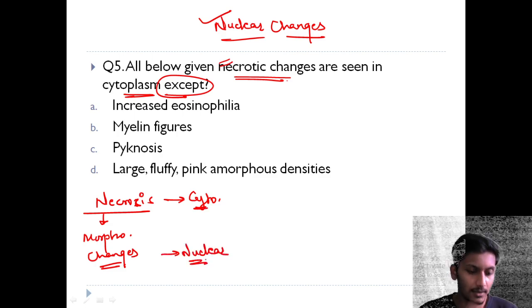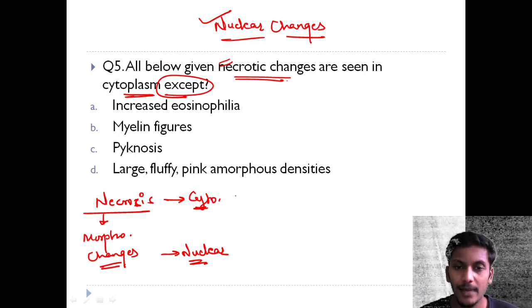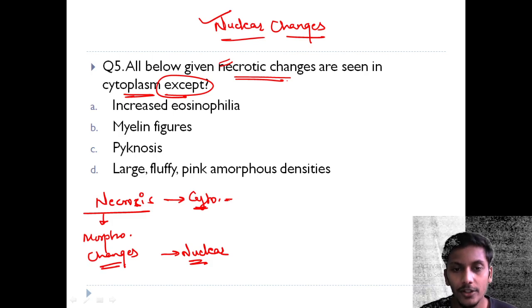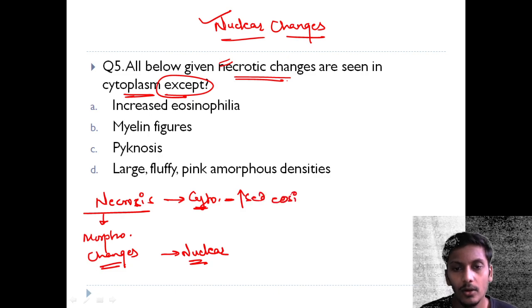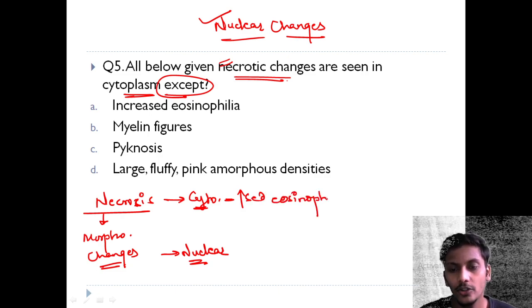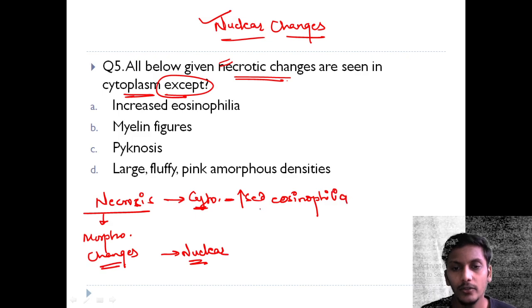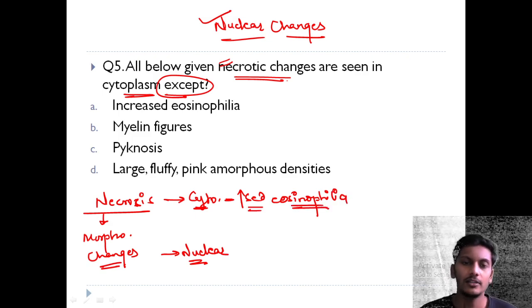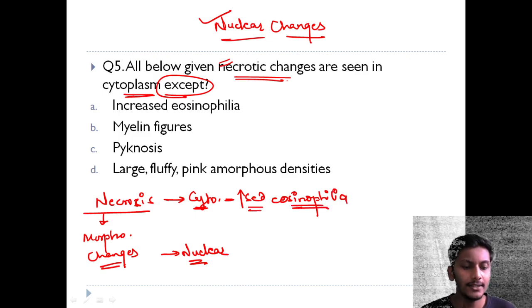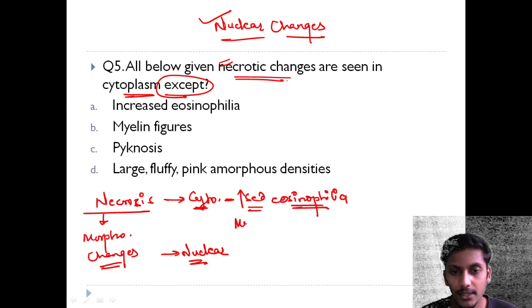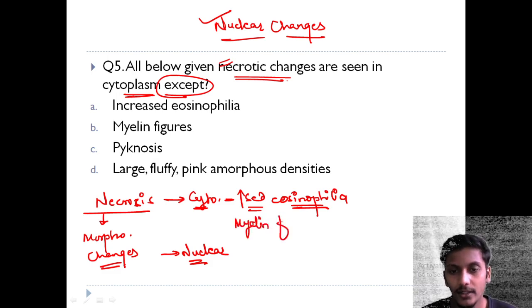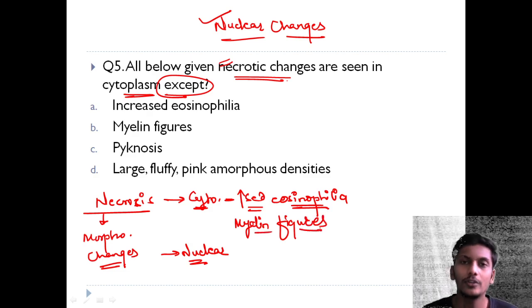So please remember, what are the changes that we can see in the cytoplasm? First of all, we can see increased eosinophilia. As we all know, cytoplasm is eosinophilic, that is pink in color. So we can see an excess pinkish appearance of the cytoplasm. This is known as increased eosinophilia. Second, we can see myelin figures. What are myelin figures? These are concentric lamellated figures formed due to broken down phospholipids.